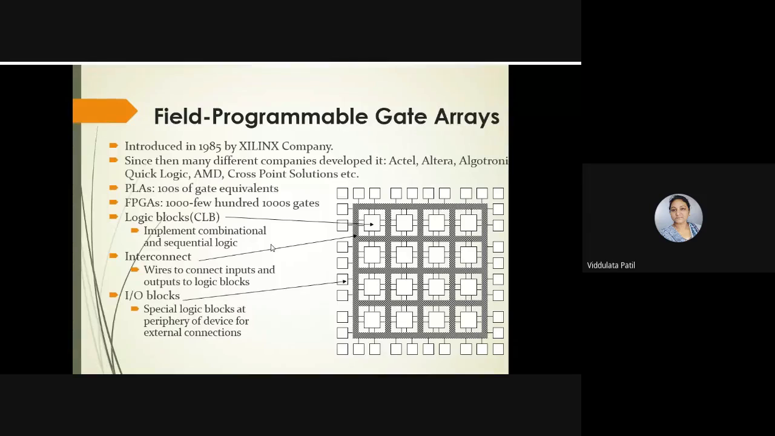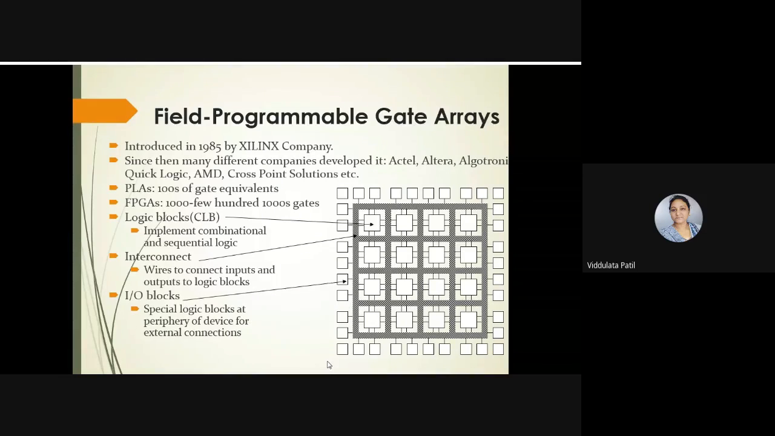As we discussed earlier, in an FPGA we have logic blocks. Here you can see this is the logic block. Then interconnect wires and switches. These are the interconnects to connect input and output to logic blocks and IO blocks. And these are the IO blocks that are present.